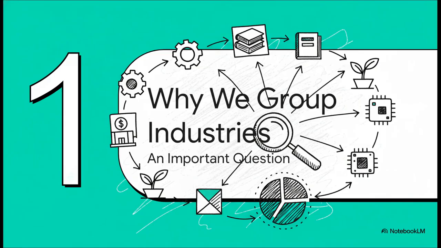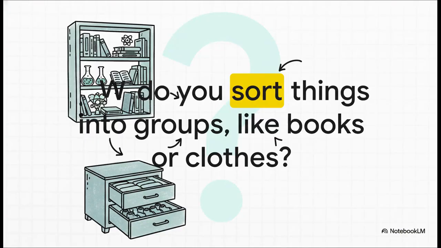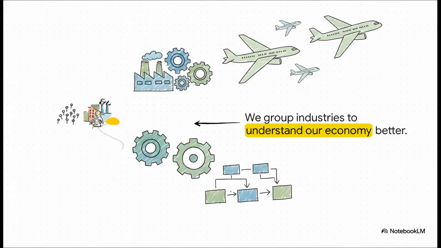The big question is, why do we need to group industries at all? To understand this, let's think about your own home. In your cupboard, you probably keep all your t-shirts together, and all your trousers in another place. Or on your bookshelf, you might keep your textbooks separate from your storybooks. Why do you do this? It helps you find things easily, doesn't it? It keeps everything organized. Exactly, and that is precisely what we do with industries.